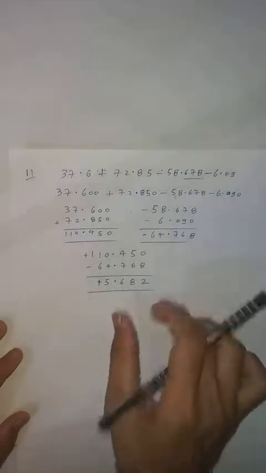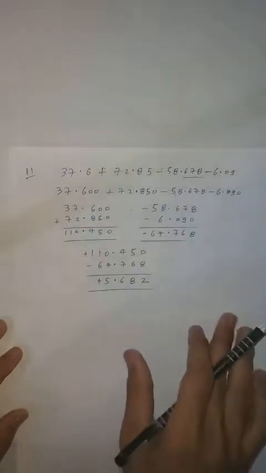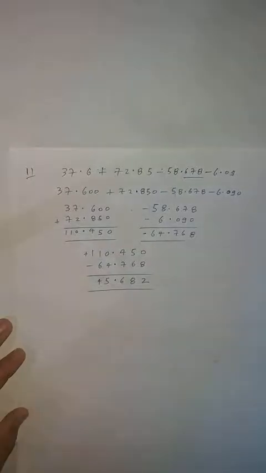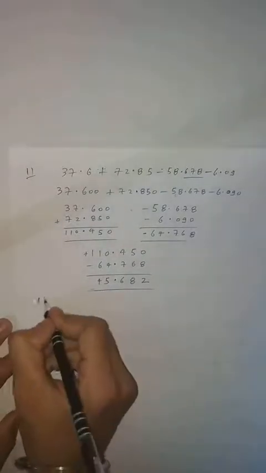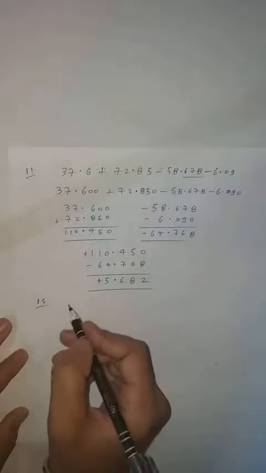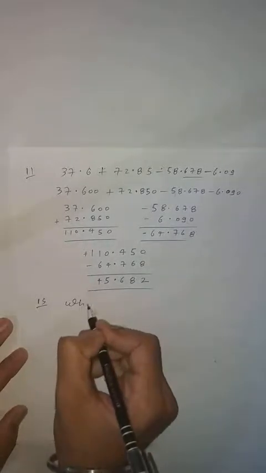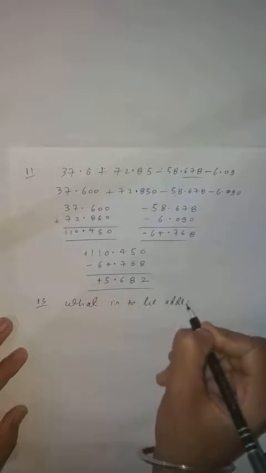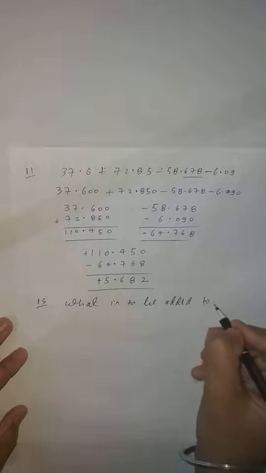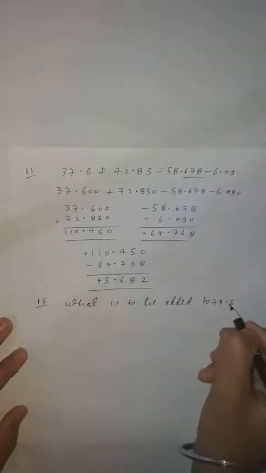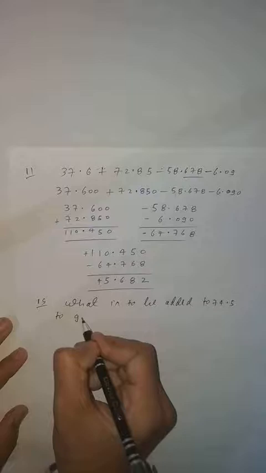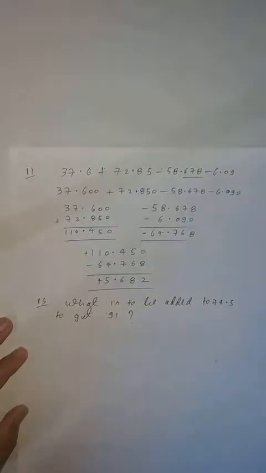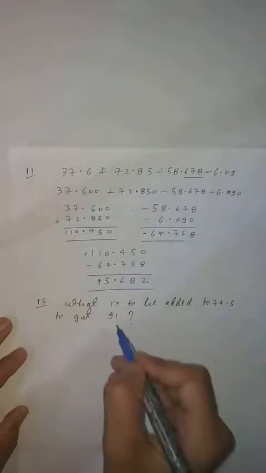So based on this, 3 to 4 questions are given, you will try. Now come to the next question. Next question is question number 15. What is given? What is to be added to 74.5 to get 91? Okay student, so in this question you have to add something to 74.5 to get 91.